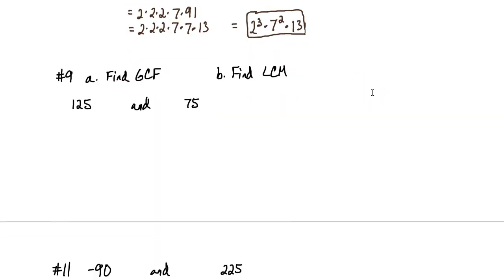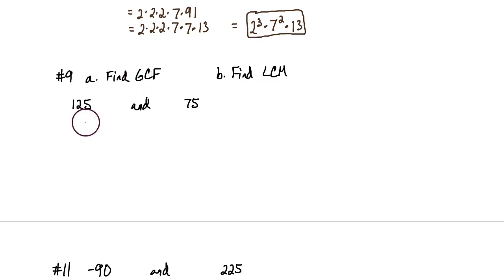Number 9 has two parts. Part A, we're going to find the greatest common factor. Part B, the least common multiple. The greatest common factor means let's find the greatest factor that's common to both numbers. Let's find the largest number that divides into both numbers.